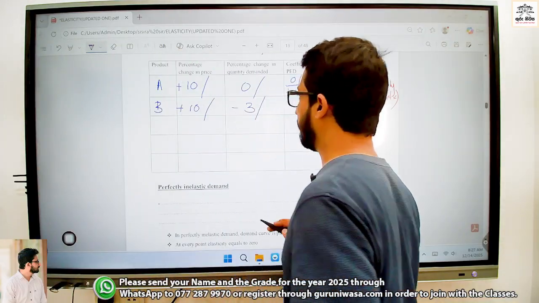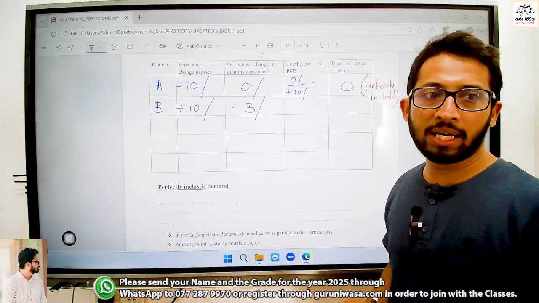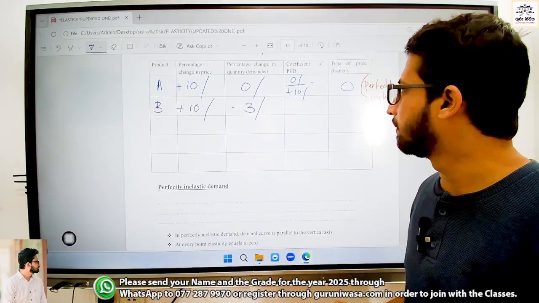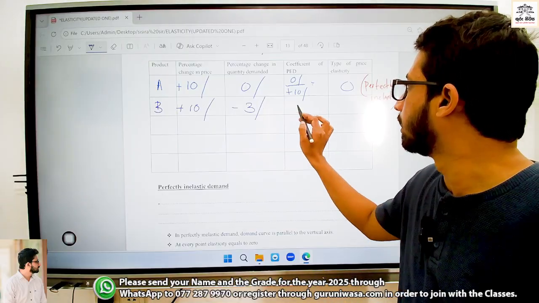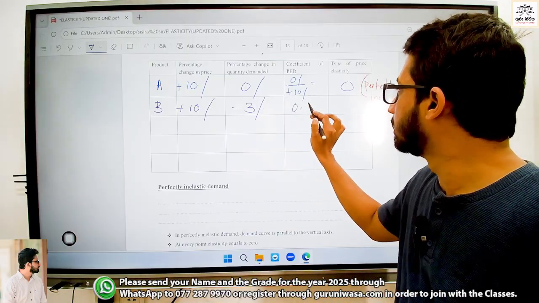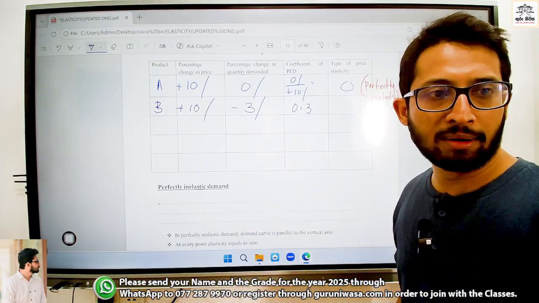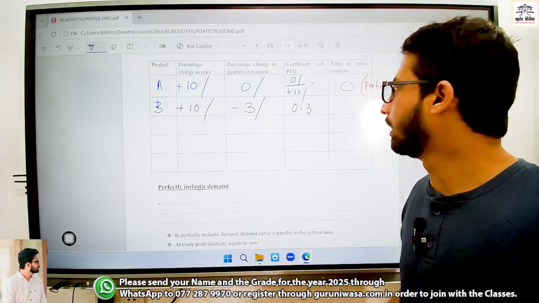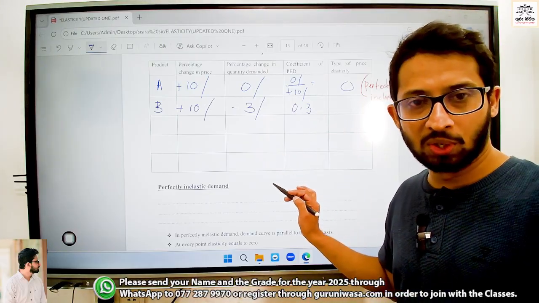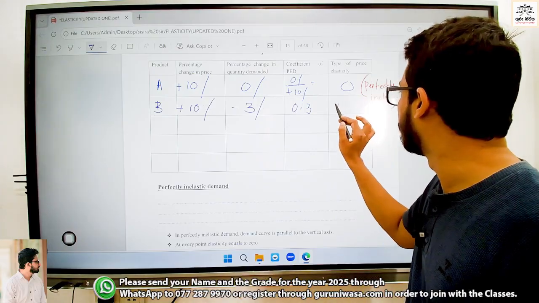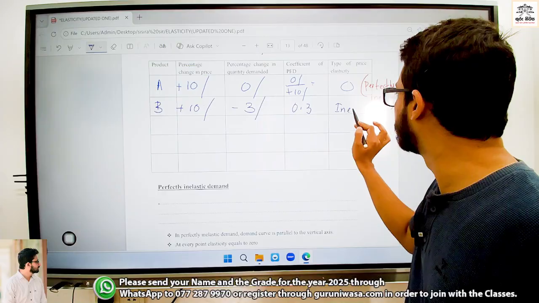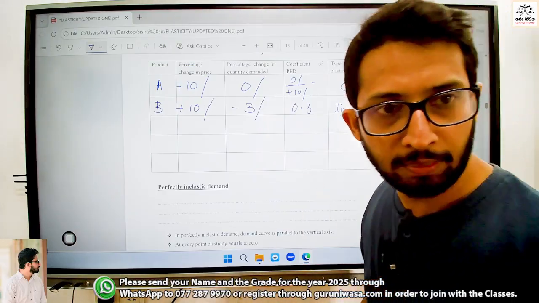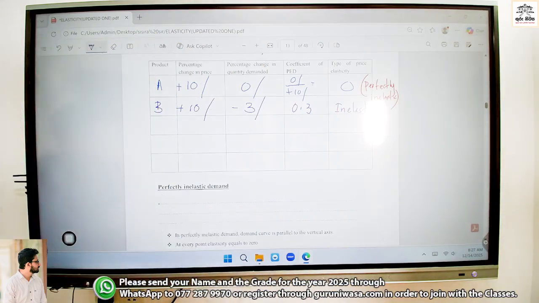Can you calculate the PED value? 3% divided by 10%. How much? 3% divided by 10% is minus 0.3. Less than 1 or more than 1? Less than 1. Then what is the category? Inelastic. Then product B belongs to inelastic. Write down, inelastic. Clear? Right. Third one.